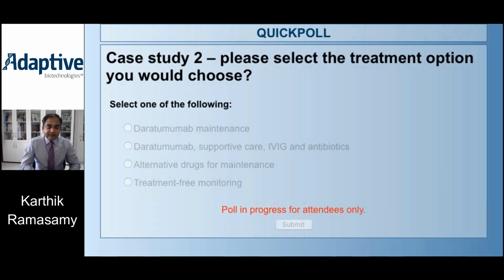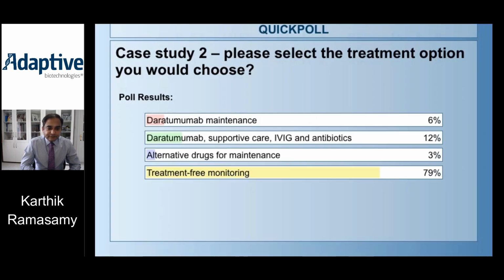Let's look at the poll results. Unsurprisingly, because of the predictive factor of MRD testing, and clearly Bruno showed that those patients who achieved MRD negativity in comparison between DVMP versus VMP, despite not being on dara maintenance following the VMP, continue to enjoy the same level of progression-free survival as patients on the DVMP arm, and therefore moving towards treatment-free monitoring is entirely appropriate.